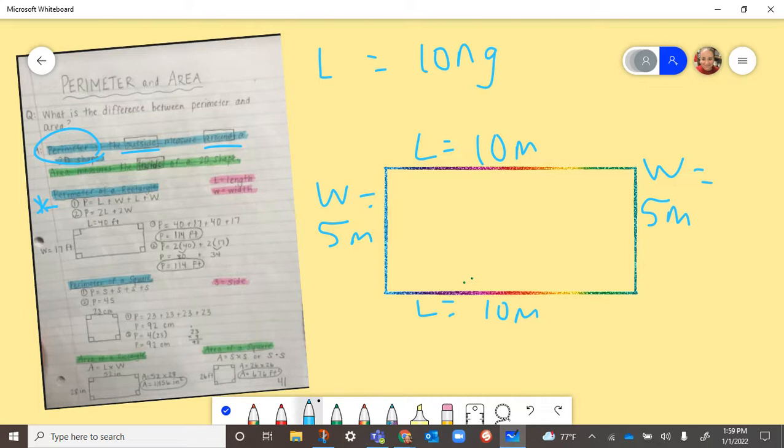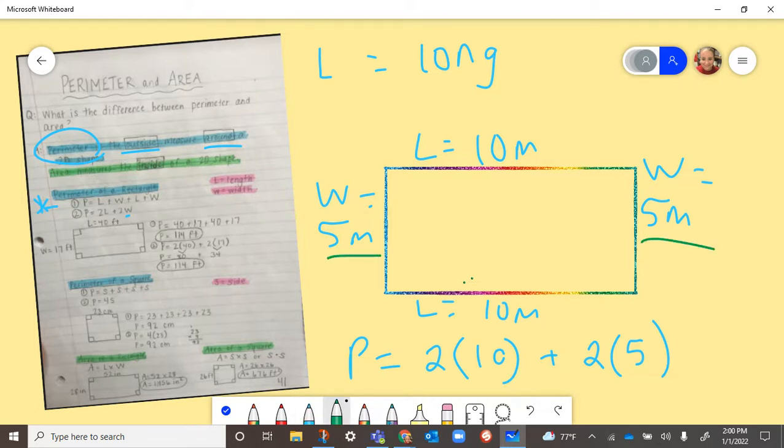So in order to find this, I would take my 2 lengths, so 10 and 10, so that would be 2L. So instead of the L, I'm going to put the length, that would be 10. And then I'm going to put plus 2, and then my width, instead of putting where it says W, I'm going to put 5 because 5 is my width. And if you notice with the rectangle, you have your widths that are the same and your lengths that are the same, going back to the attributes of a rectangle.